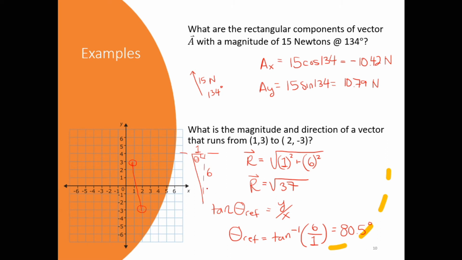No. When we look at this picture, if we draw our line and pretend our Cartesian plane is actually here, from 0, we're going around here. So to find the actual angle, we're going to do 360 subtract 80.5 degrees. So the real angle is going to be 279.5. So final answer: root 37 at 279.5 degrees. Magnitude and direction.